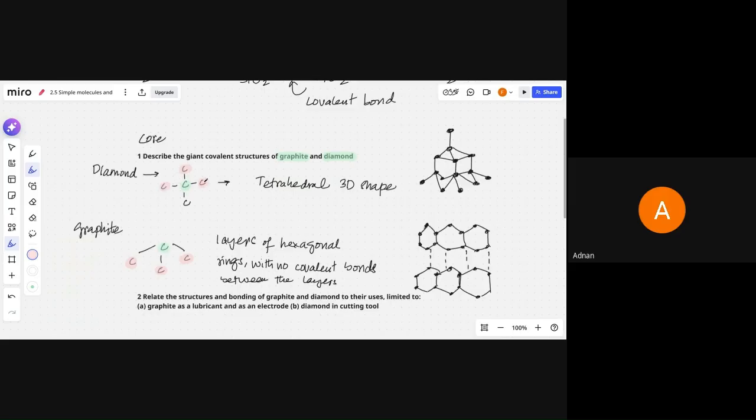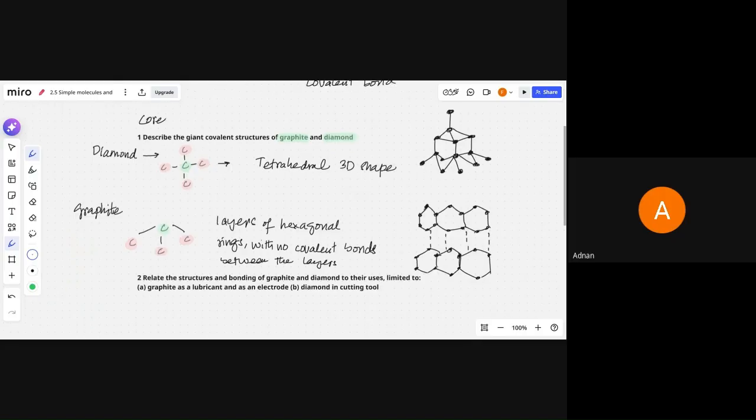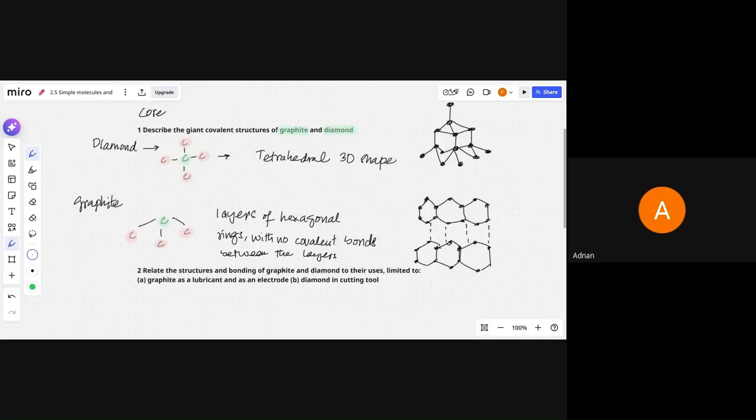other carbon atoms, right? So now we move on to the second topic, which states: relate the structures and bonding of graphite and diamond to their uses, limited to graphite as a lubricant and as an electrode, and diamond in cutting tools.